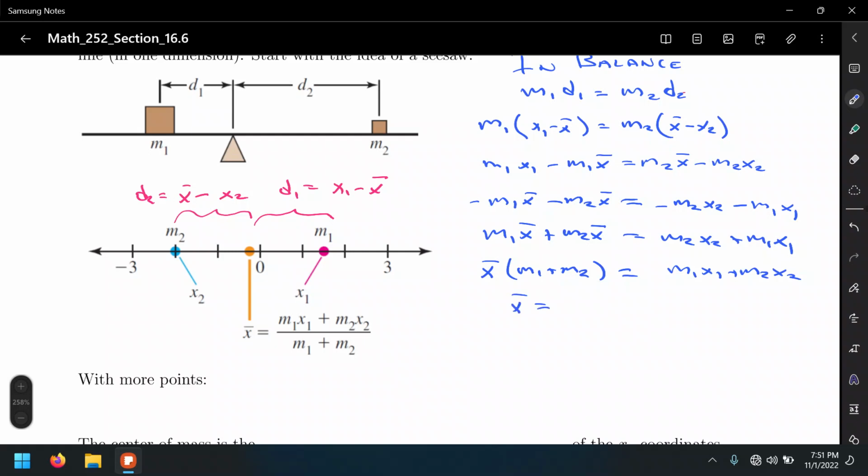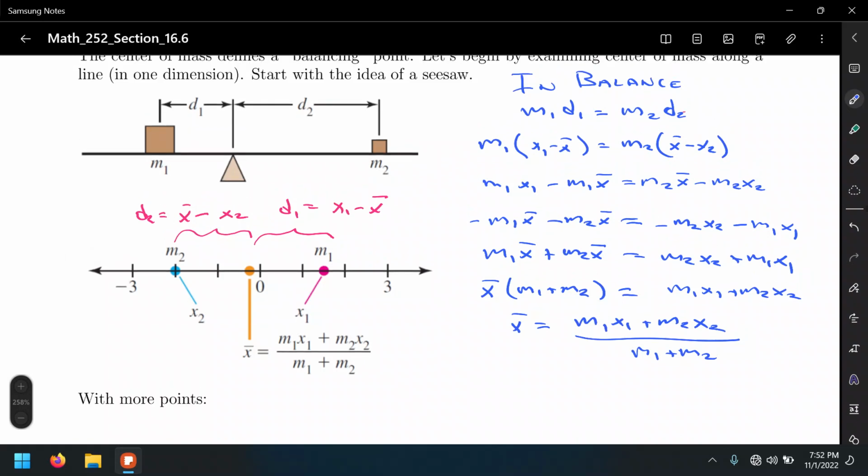X bar will be then m1 x1 plus m2 x2 divided by m1 plus m2, which is this formula that we have over here, right? Ultimately, it came from the fact that in order to have everything in balance, m1 d1 has to be equal to m2 d2. It's important to highlight the following.